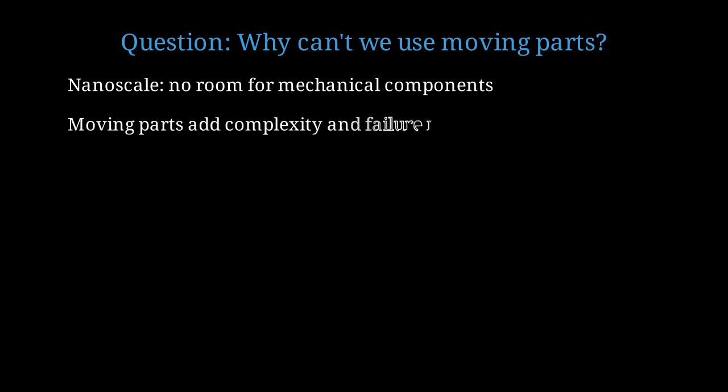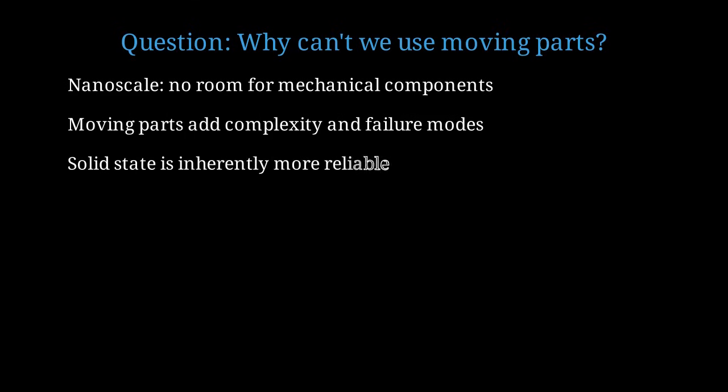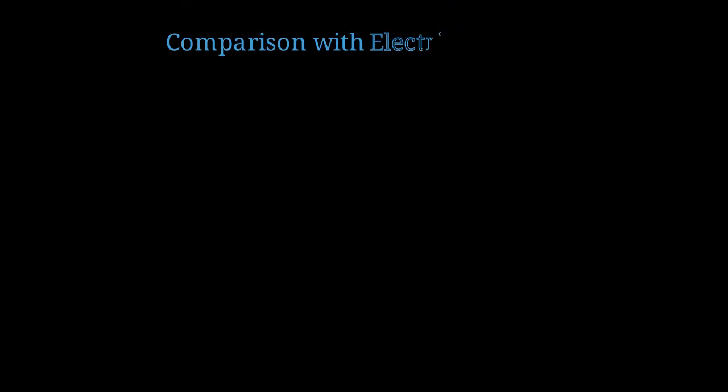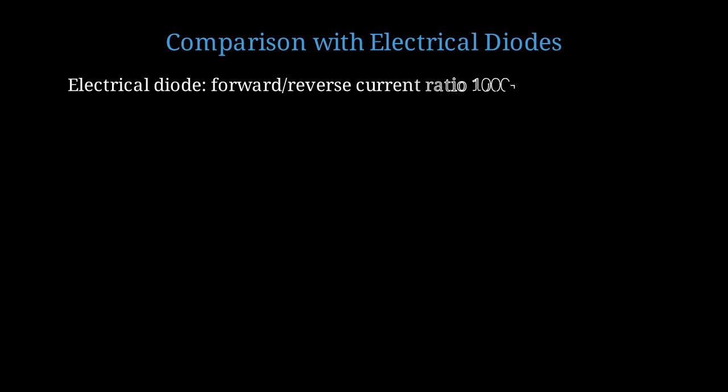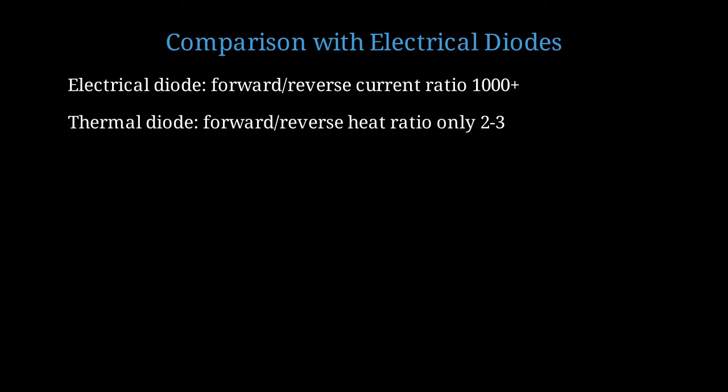Moving parts add enormous complexity, require actuation mechanisms, and introduce failure modes. Solid-state thermal rectifiers with no moving parts are inherently more reliable and can be mass-produced using standard lithography. It's instructive to compare thermal rectifiers with their electrical counterparts, the p-n junction diodes. Electrical diodes achieve forward to reverse current ratios of 1,000 or more, vastly better than thermal rectifiers. Thermal rectifiers currently achieve ratios of only 2 to 3.